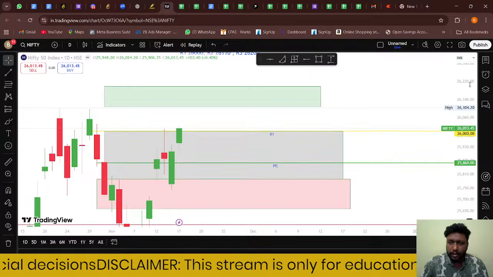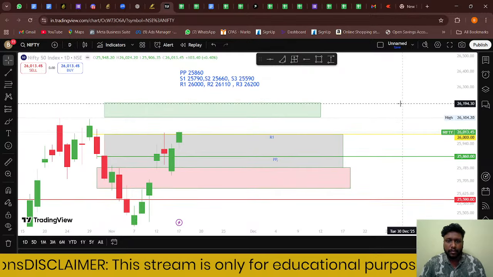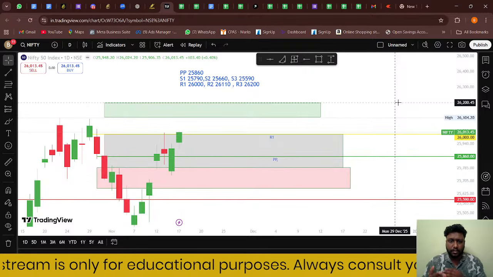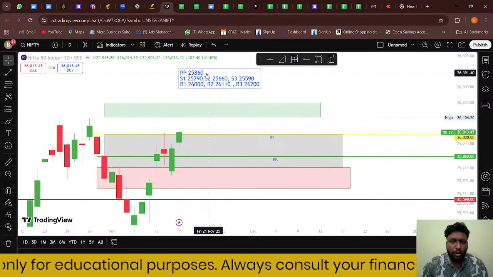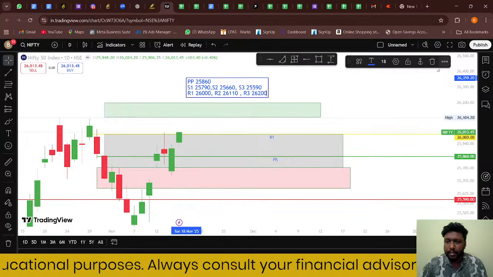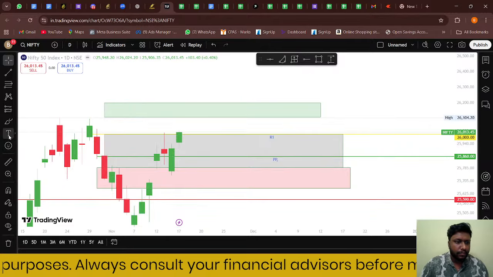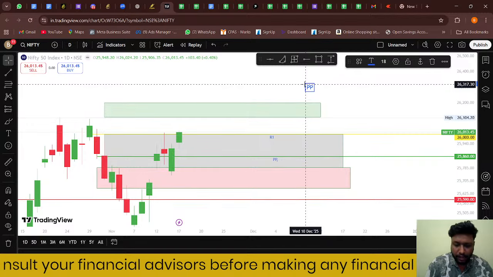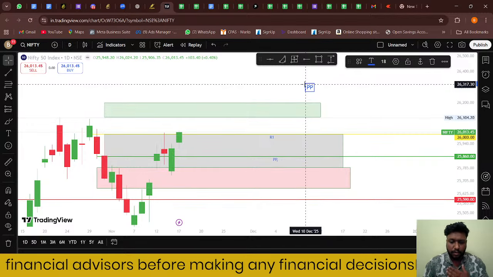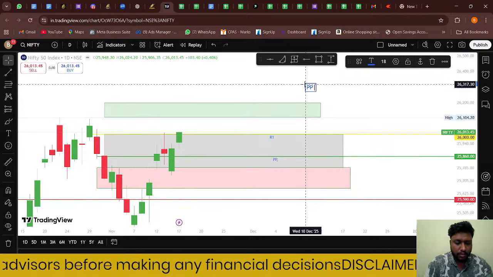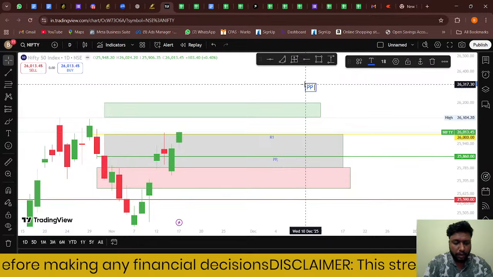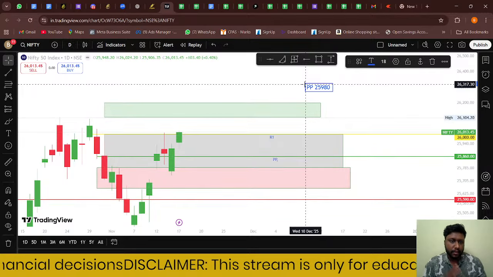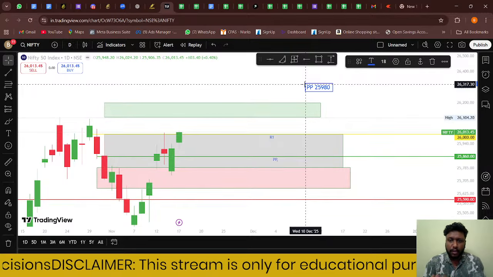With respect to yesterday's movement, we have a shorter range for the day with respect to the pivot line. The support and resistance are a bit close today. So the pivot point for the day is 25,980, which is pretty close to the 26,000 level, with respect to yesterday's high, low, and close.